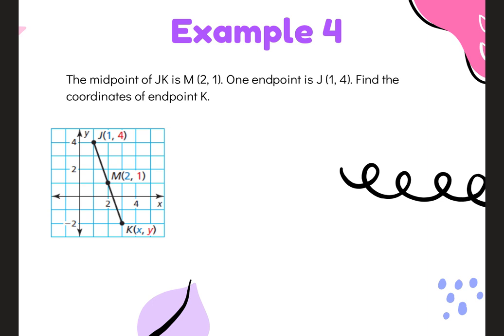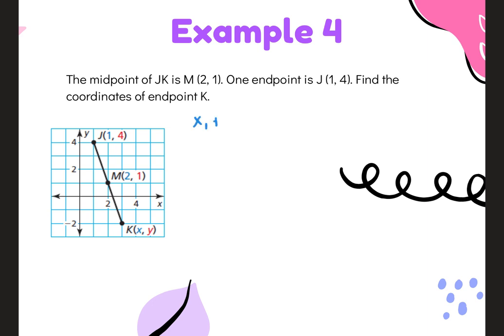Example 4 says the midpoint of JK is (2, 1). One endpoint is J, which is (1, 4). Find the coordinates of endpoint K. So this time, instead of knowing the two endpoints and looking for the midpoint, we have only one of the endpoints and the midpoint.